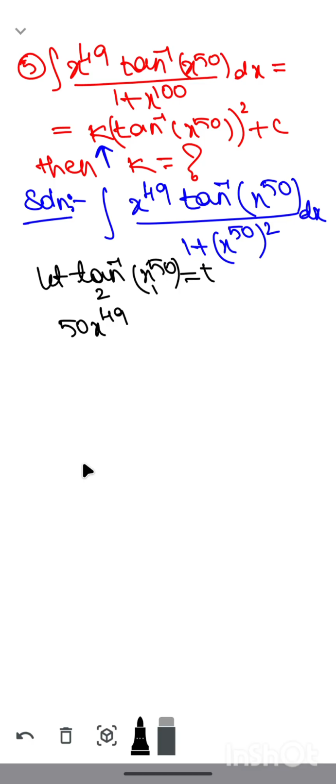Differentiation of x to the power of n is n into x to the power of n minus 1, into the differentiation of tan inverse of x. Differentiation of tan inverse of x is 1 divided by 1 plus x square. In place of x we have x power 50, whole square, into dx is equal to dt.